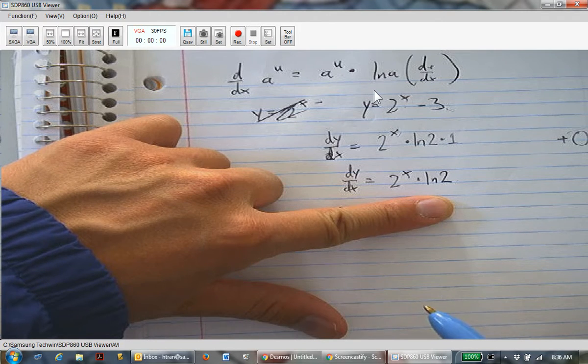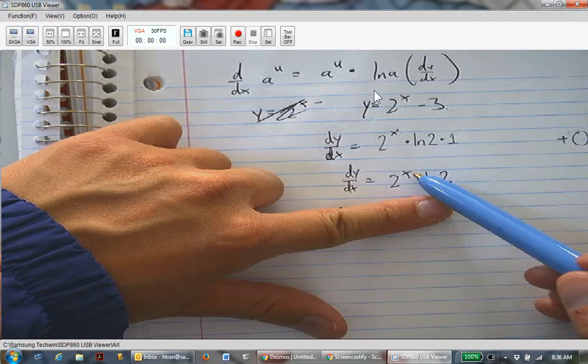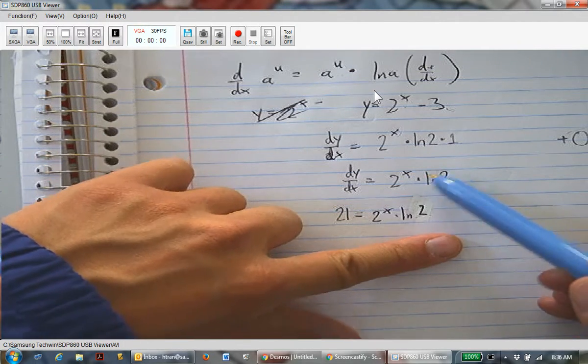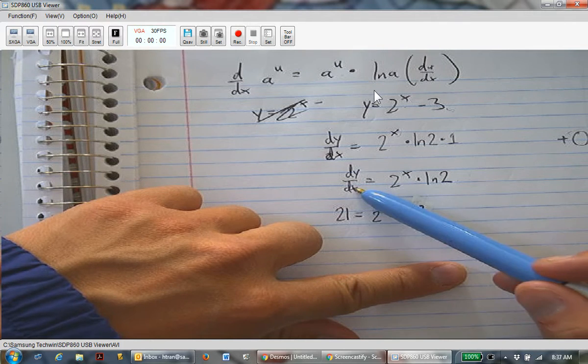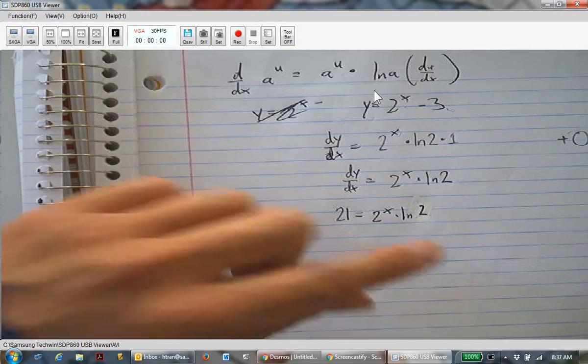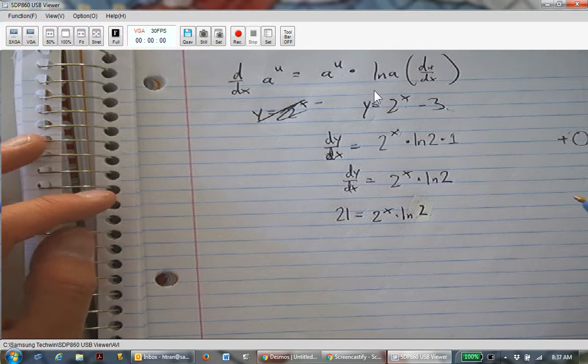But this time, the question is not asking for that. It's not asking what's the derivative going to be when x is equal to 2 or 3. It's asking the opposite. What if your derivative was 21? What is your xy coordinate going to be? But wouldn't we have to have a reciprocal of it?